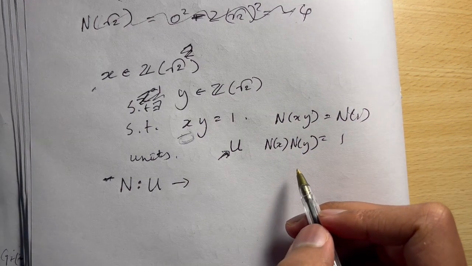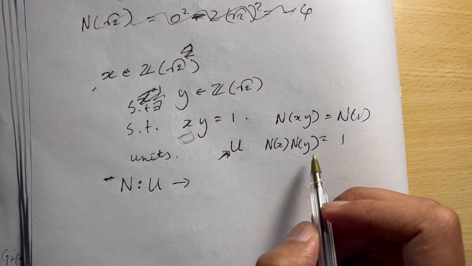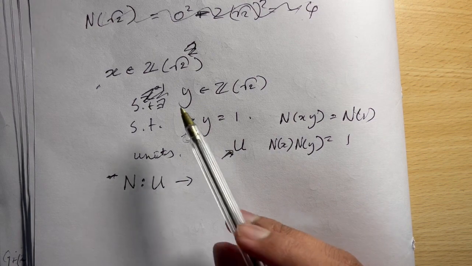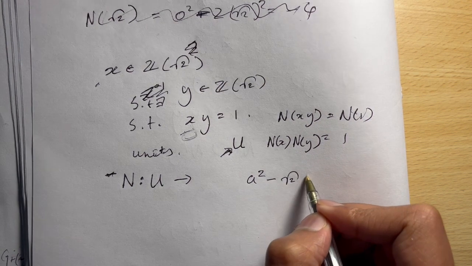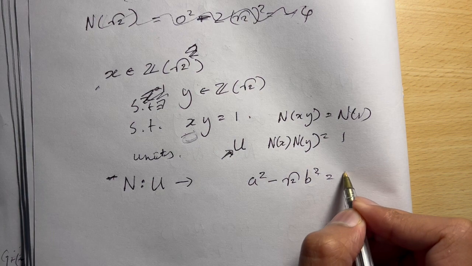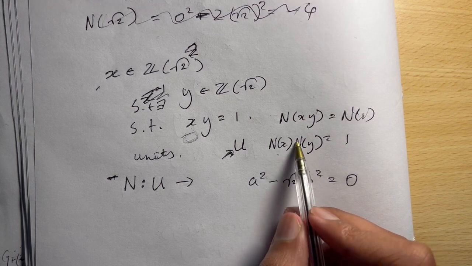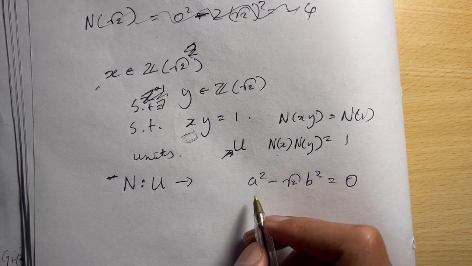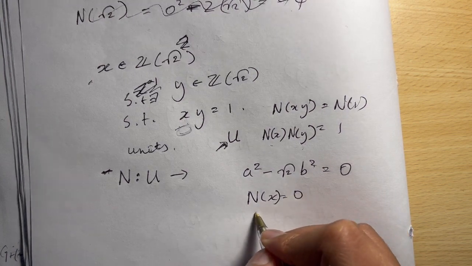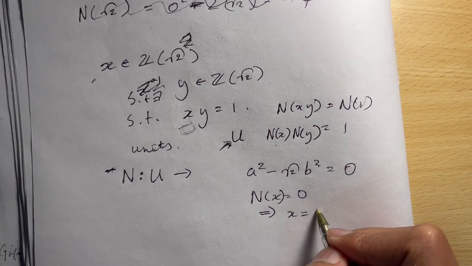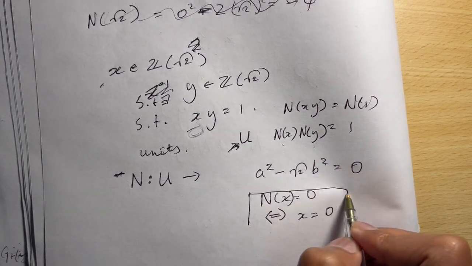We also see that the norm is 0 if and only if both terms are 0. This is true because the square root of 2 is irrational. You can't find any a and b such that a squared minus 2 b squared equals 0, unless a and b are both 0. So this is one of the properties that the norm does have: n of x equal to 0 implies x equal to 0, and obviously it's true the other way around: x equal to 0 implies the norm equals 0.